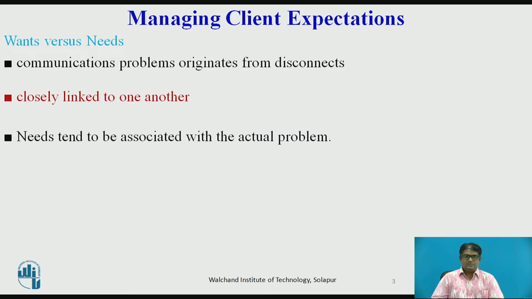So, wants versus needs. The root cause of many communication problems originates from the disconnect between what the client says they want and what they really need. If the project manager doesn't pay attention, that disconnect may not be very obvious at the beginning of the scoping phase. The wants and needs are closely linked to one another but are fundamentally different.